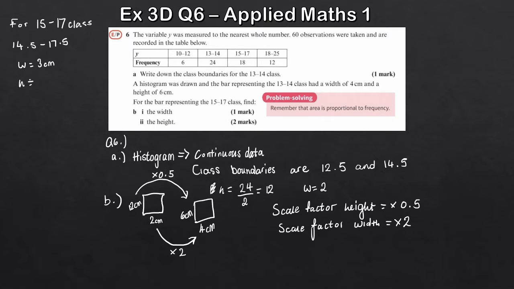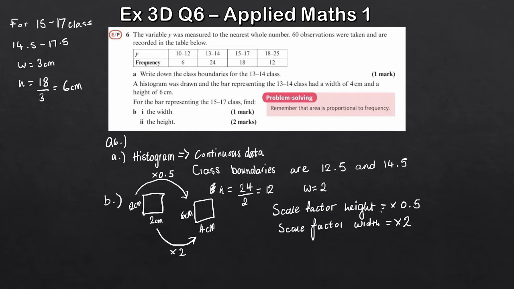The height, what would we get for the height? Well, remember, the height is just the frequency divided by the width. So the frequency is 18, like you can see from the table presented here. And then the width is 3. So 18 divided by 3 gives us 6 centimeters.